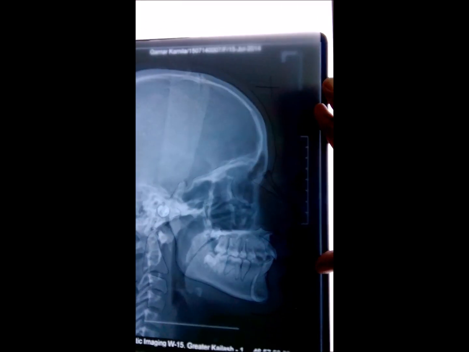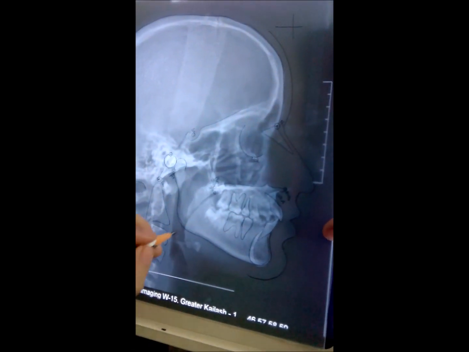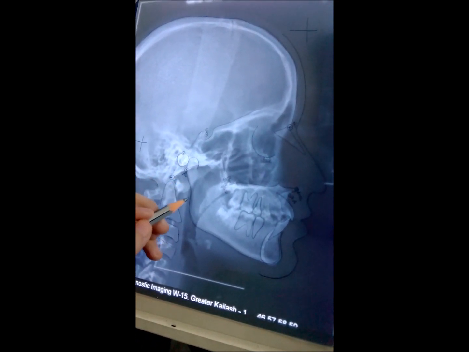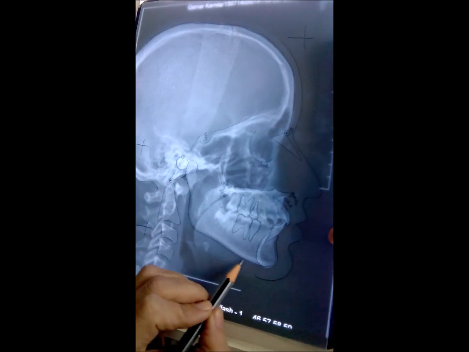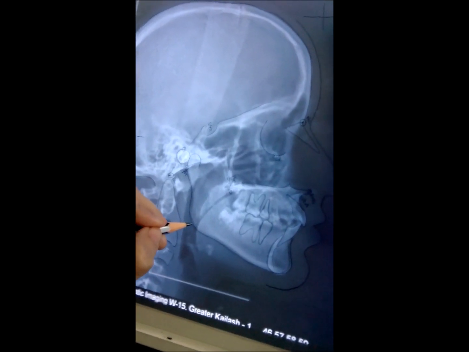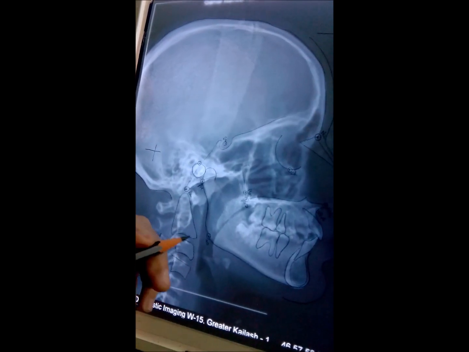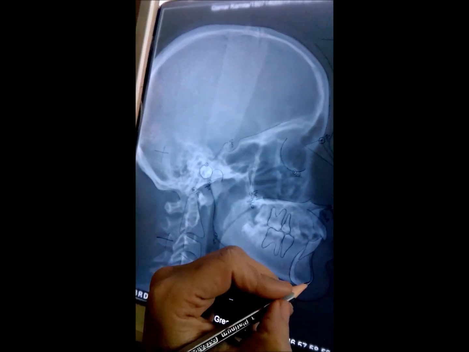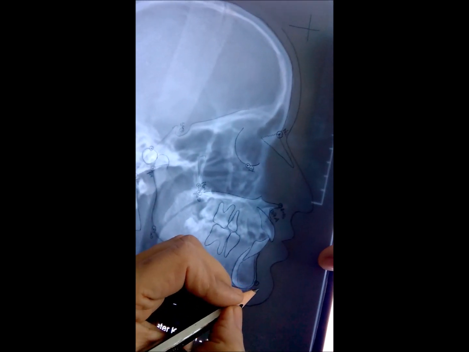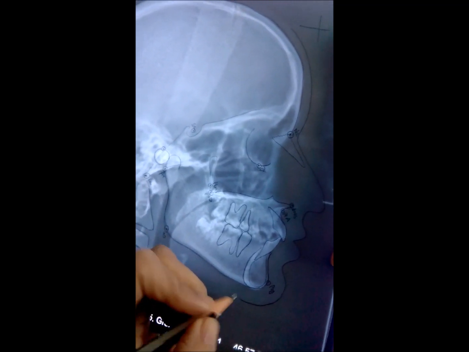Now we go to the mandible. So this is the mandible. The point gonion. If you draw a tangent to the posterior border of the ramus and the lower border of the mandible, where these two lines meet and the angle is formed, there if you mark a point, that is the gonion point. Pogonion point. Here is the pogonion point. The most anterior point on the chin is the pogonion point.